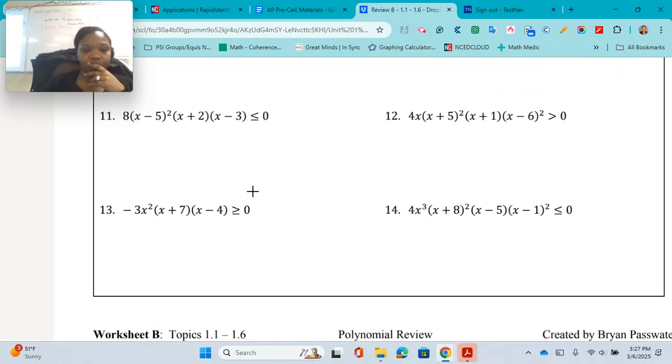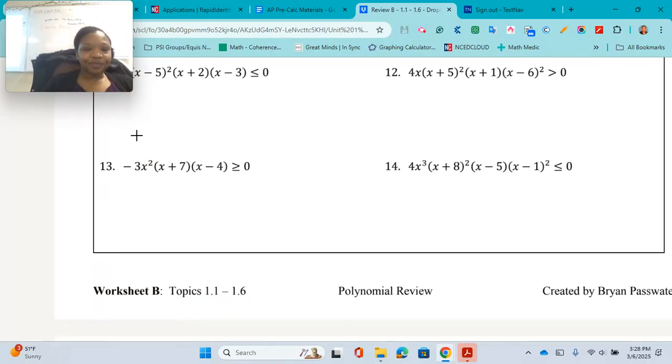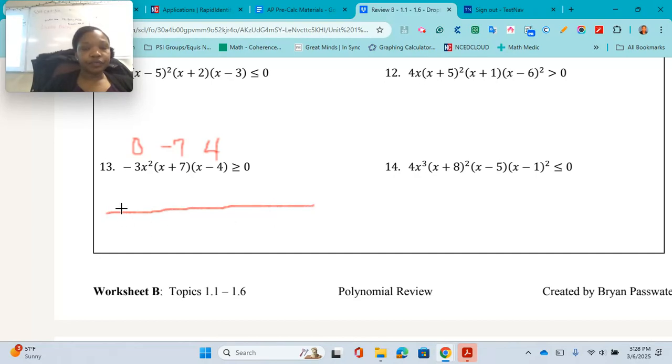Next. Let's name all our zeros. Excellent. 0, negative 7, and 4. Then we have to put it in order. Negative 7, 0, and 4.